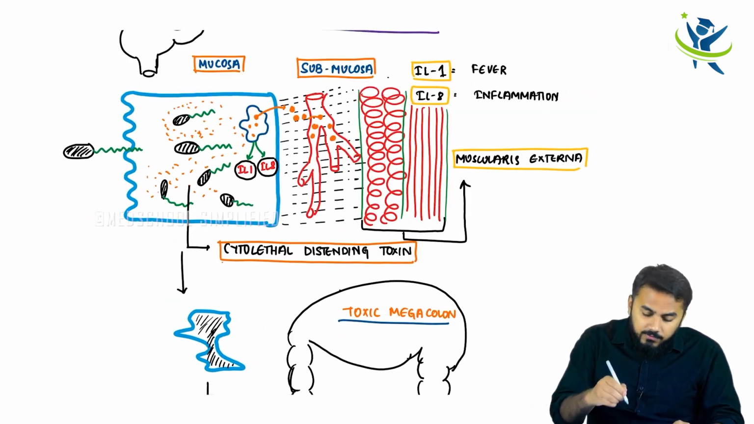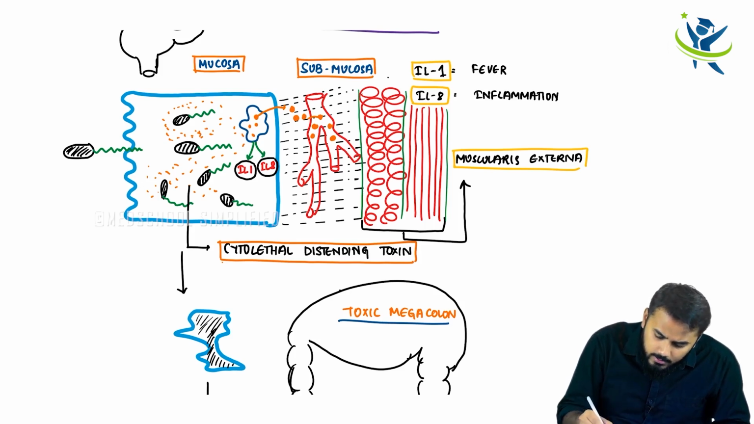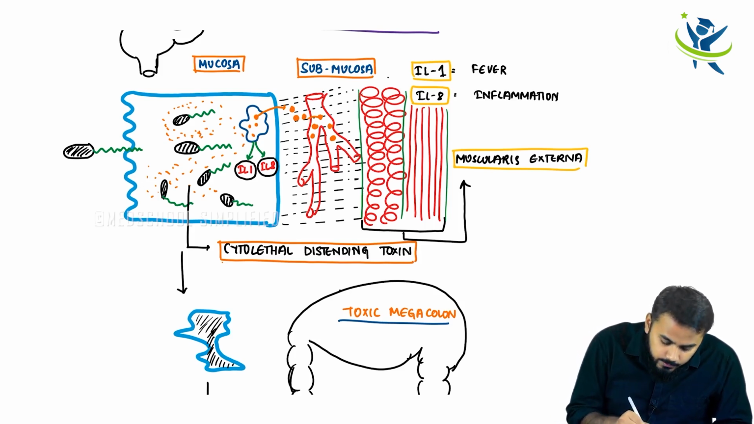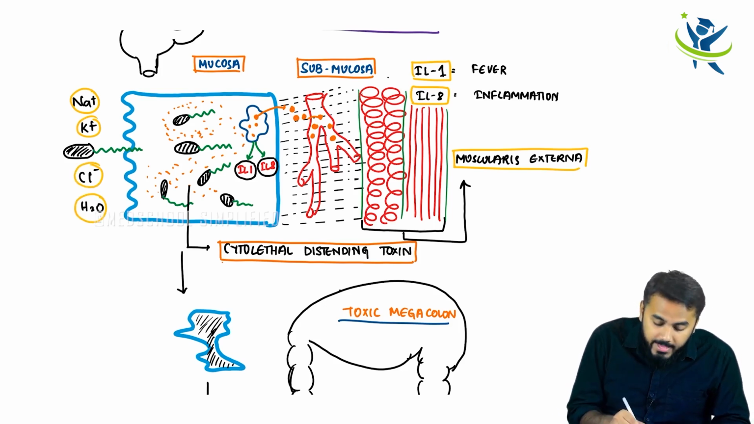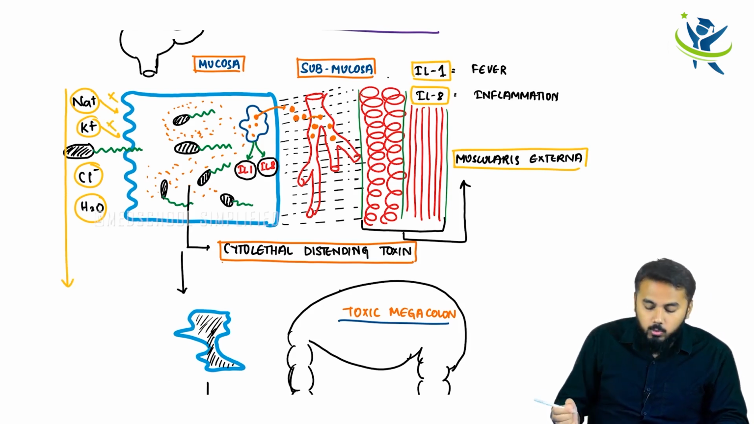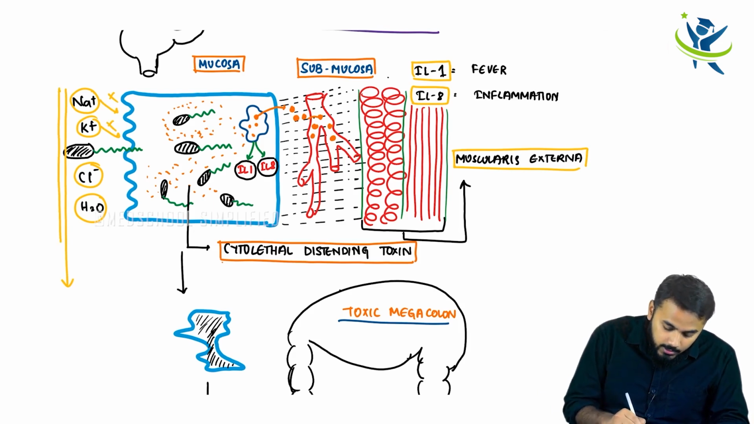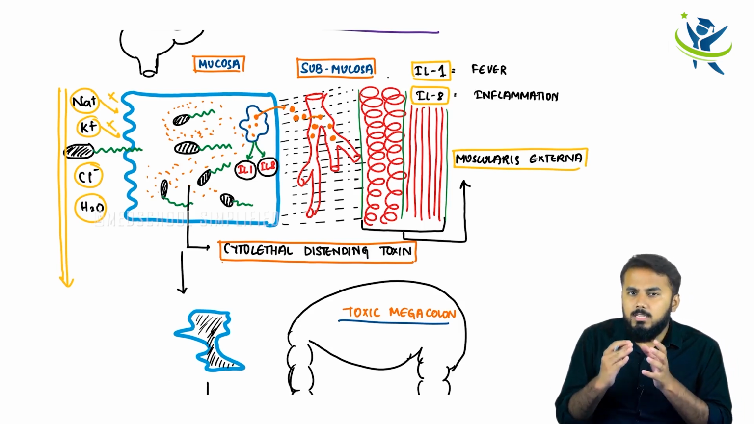Only if the cell is dead, only if the cell is damaged, then the sodium ions, the potassium ions, the chlorine, the water, cannot enter now. Instead, they will be excreted out. So when all this watery diarrhea is happening, it is happening when only the cell is damaged.